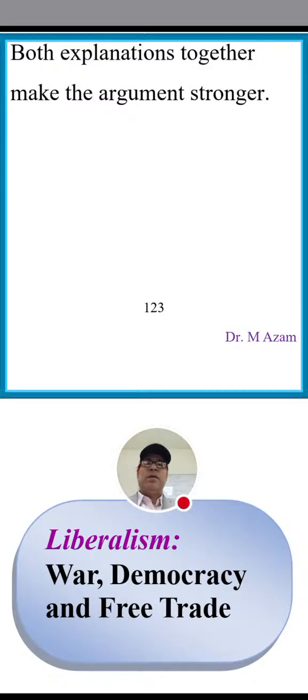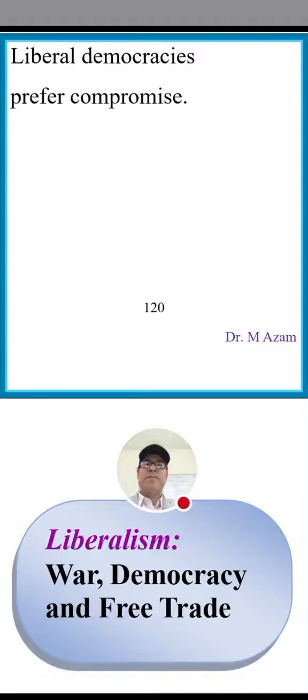Now, I'm going back to slide 120. Liberal democracies prefer compromise. So, making compromises is the basic requirement of democratic behavior, democratic politics. It is written in all books of democracy. All philosophers agree on this. Philosophers, theorists, scholars of democracy, they have written in their books, in their research papers. It is a basic requirement of democratic politics, democratic behavior, making compromise.